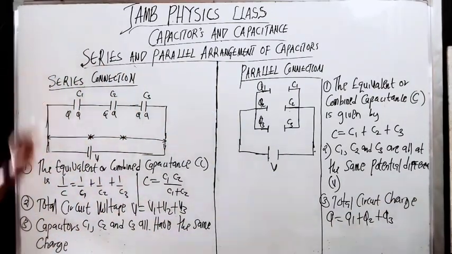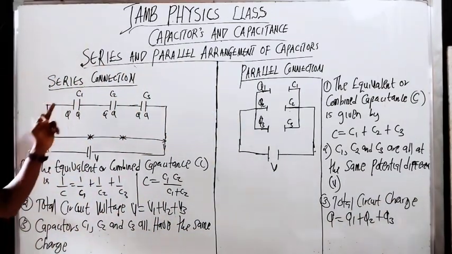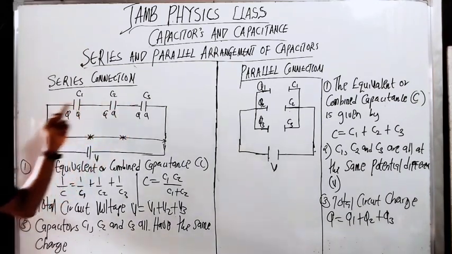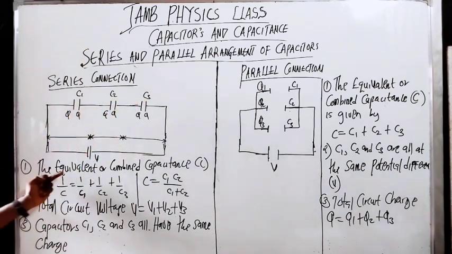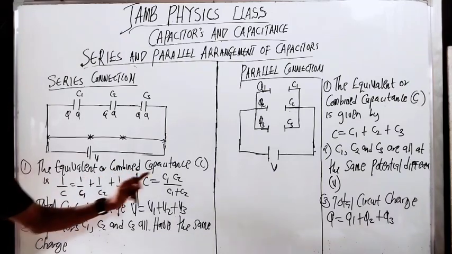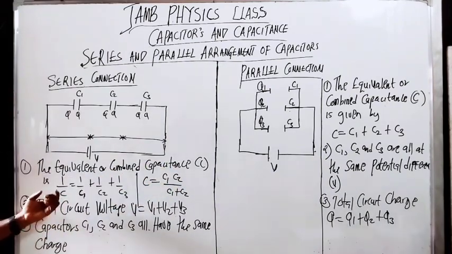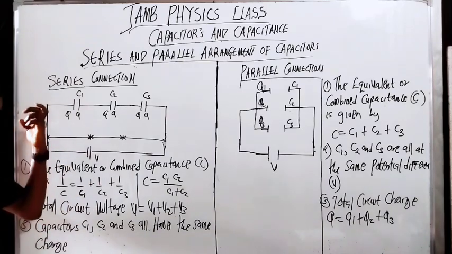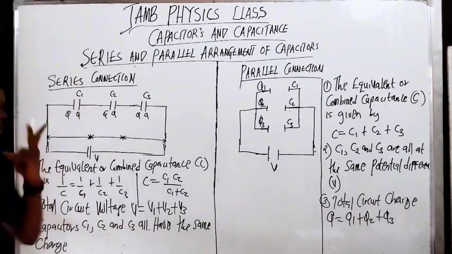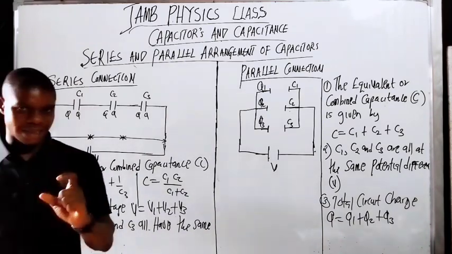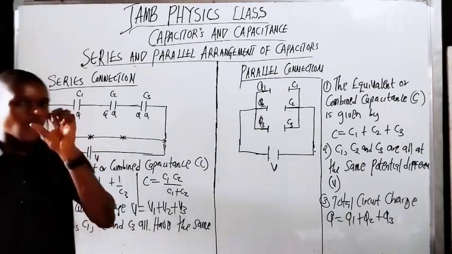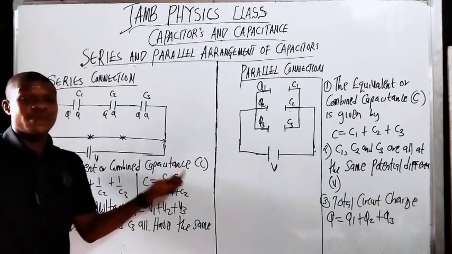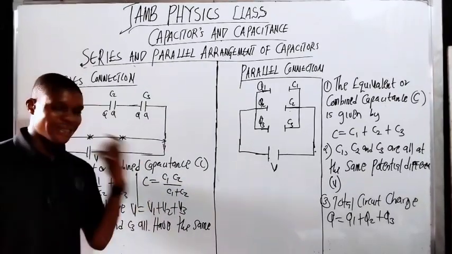Now let's talk about series connection. In series connection, the positive end of one is connected with the negative end of the next, just like this. So the equivalent or combined capacitance C is given by 1 over C equals 1 over C1 plus 1 over C2 plus 1 over C3. Do you understand? But if it's just two capacitors, the capacitance is going to be C1 times C2 over C1 plus C2.